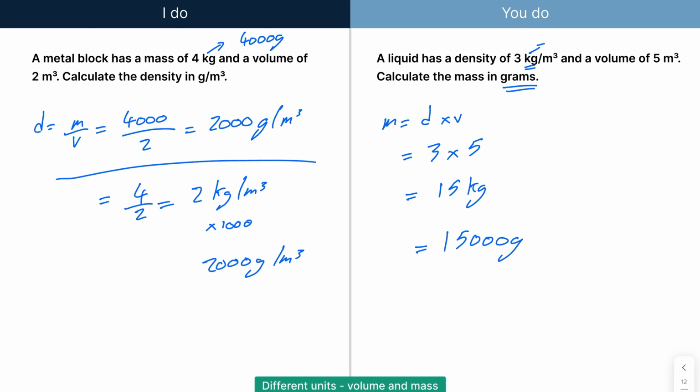Now you could have also converted this here. So that would have just become 3,000 grams per meters cubed, and then just worked with that number from the start, or converted it at the end like I did there.